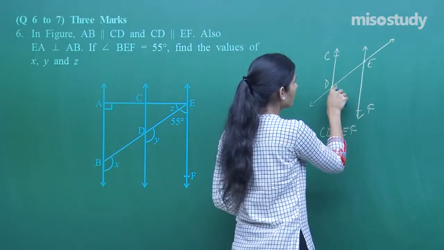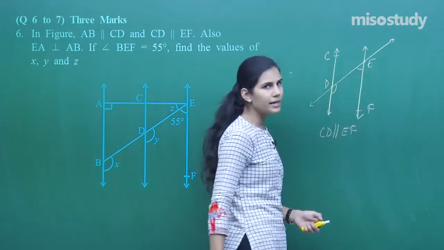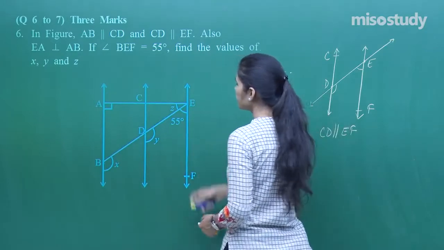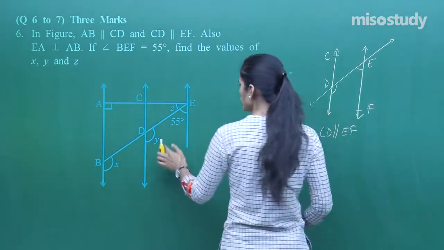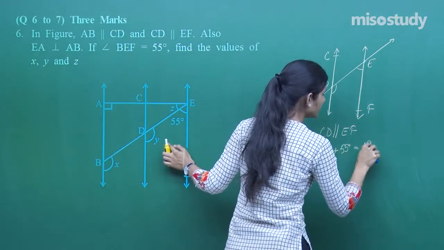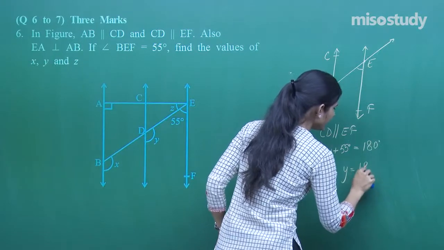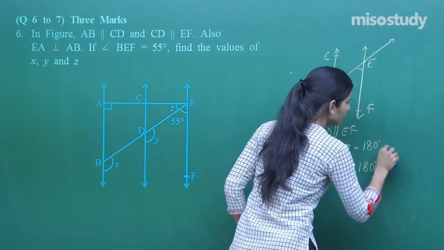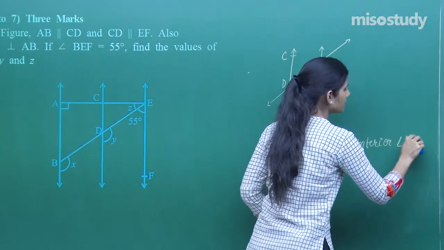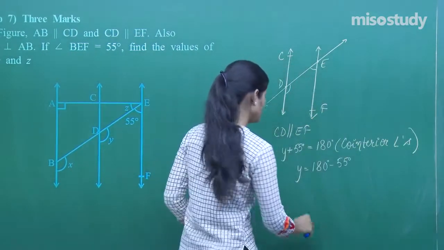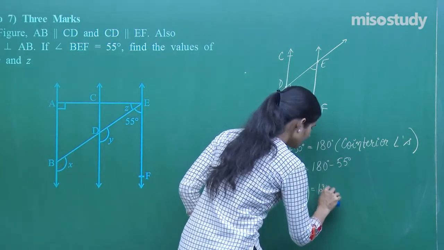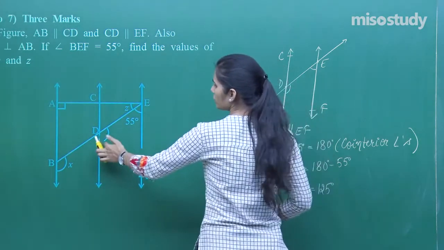a transversal. So these two angles are going to be forming a pair of co-interior angles, right? So I will have this angle y and 55 degrees forming a pair of co-interior angles. So I will have y plus 55 is 180. So y will be 180 minus 55. Here the reason is that they are forming co-interior angles. Clear? So you have 180 minus 55, which is 125. Y has come out to be 125.